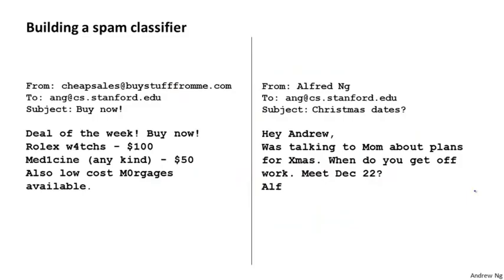Let's say you want to build a spam classifier. Here are a couple of examples of obvious spam and non-spam email, with the one on the left trying to sell things. And notice how spammers will sometimes deliberately misspell words like medicine with a 1 there, and mortgages. And on the right is a maybe obvious example of non-spam email, actually email from my younger brother.